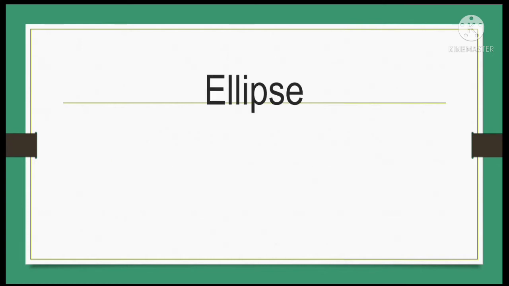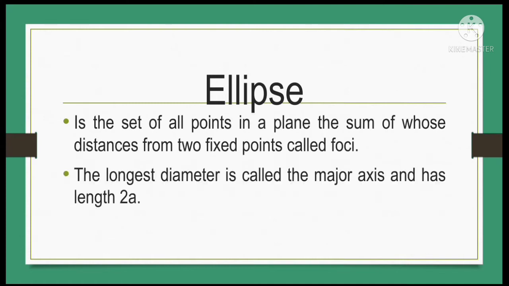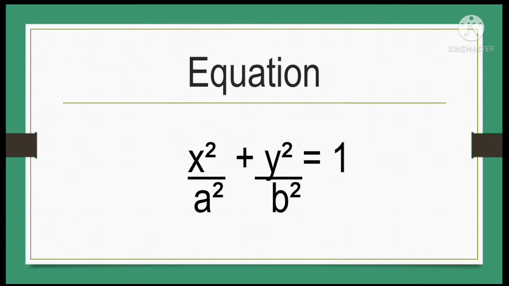So let us define what an ellipse is. An ellipse is the set of all points in a plane where the sum of whose distances from two fixed points, called foci, is constant. The longest diameter is called the major axis and has the length of 2a, while the shortest is called the minor axis and has the length of 2b.